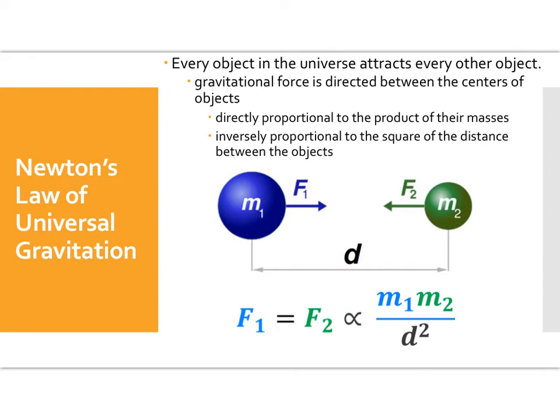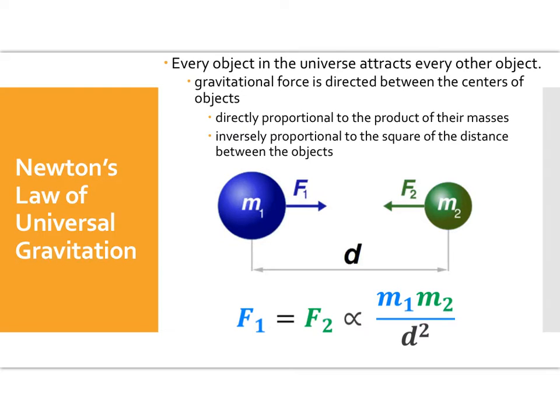And I do want to point out over here where it says F1 equals F2. Remember Newton's third law of motion. For every action, there's an equal and opposite reaction. So if this planet or this object is pulling on the other one with this much force, then the second one is pulling with exactly the same amount of force. Okay, so the forces are equal.